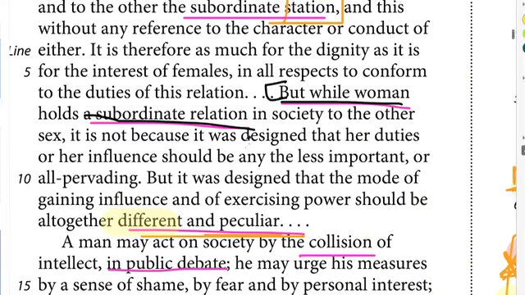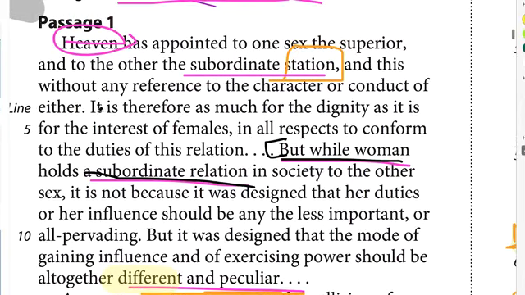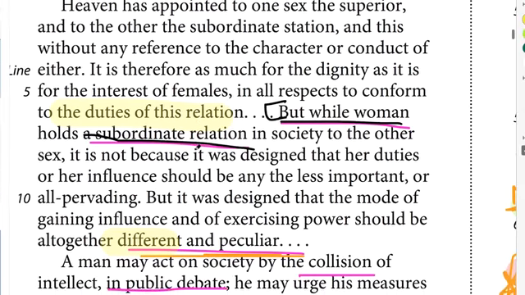So what that means, if I look at this in context, and maybe I have to read up a little bit more: it is therefore much for the dignity as for the interest of females in all respects to conform to the duties of this relation. And what is this relation? Heaven has appointed one sex the superior and the other the subordinate station, and this without any reference to the character or conduct of either. So that means one sex is the superior and women are the inferior, and women should just do that.